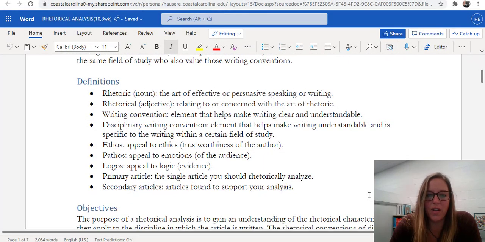The first one is rhetoric. It's a noun, and it means the art of effective or persuasive speaking or writing. So authors use rhetoric to convince people. Rhetorical is an adjective, and it just means relating to or concerned with the art of rhetoric. So we are writing an analysis, which is a noun, and rhetorical is an adjective. So we're writing an analysis that analyzes rhetoric, which is a rhetorical analysis.